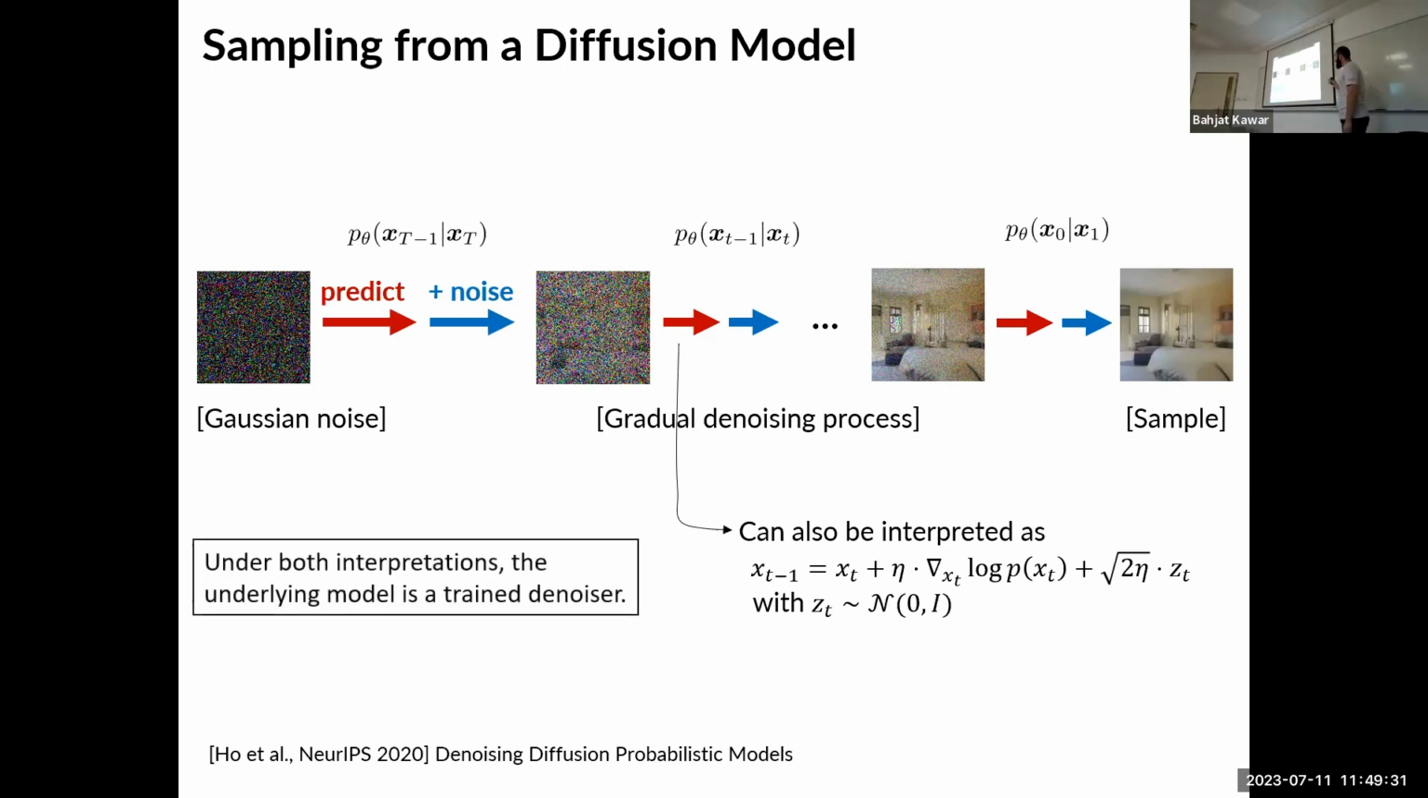Under both these interpretations, by the way, it's the same algorithm, just different ways to look at it. It does not change anything about the actual mechanics of the algorithm, just different ways to interpret it. Under both interpretations, the underlying model is still a trained denoiser. The algorithm is still the same, and we're still going to generate images. Just two ways to look at it, and we've touched on both interpretations in our line of work.